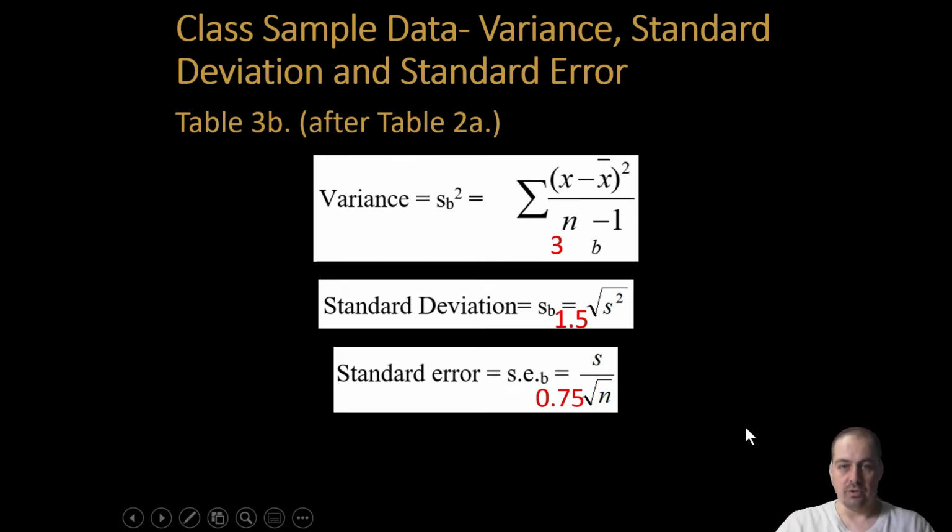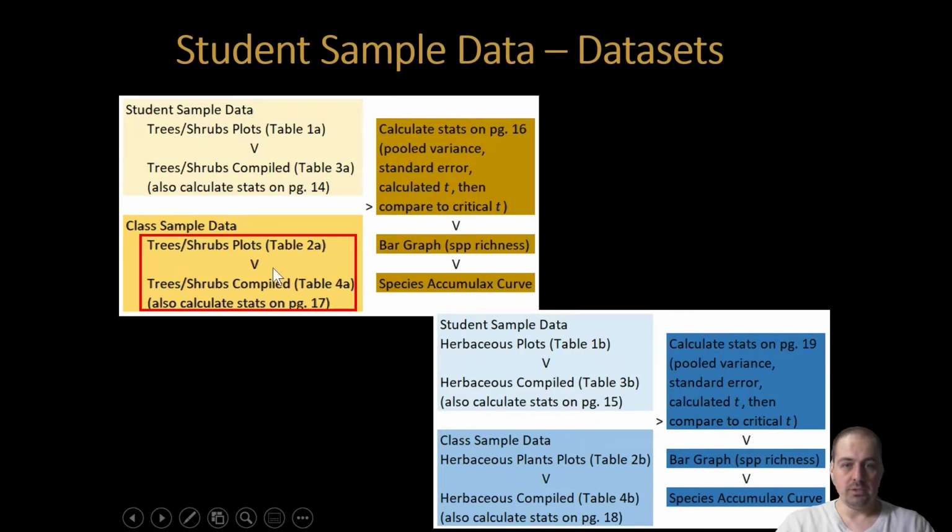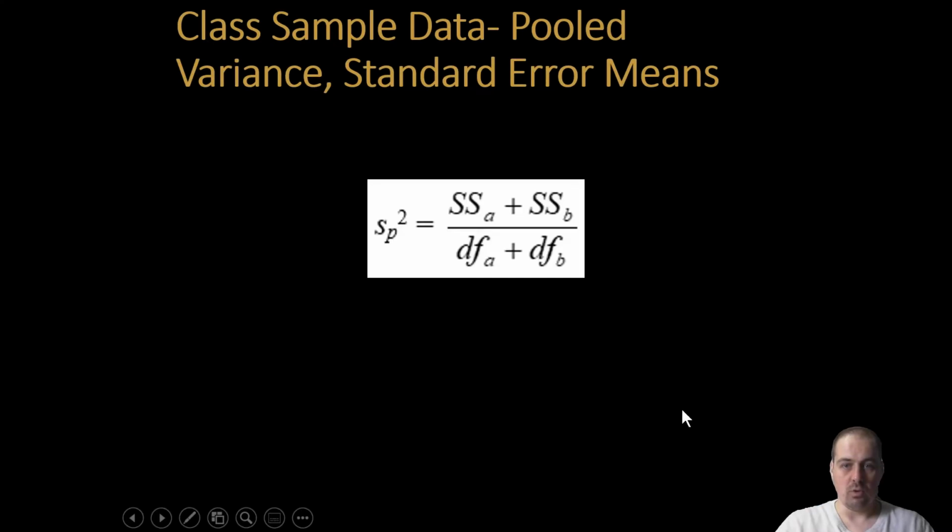So here are your numbers. So we have that. Now that we have descriptive stats for the student and class data, we're going to compare them. And to do that, you're going to start with your pooled variance, which is this equation here. I'm not going to plug in the values, but I'll tell you where to get them.